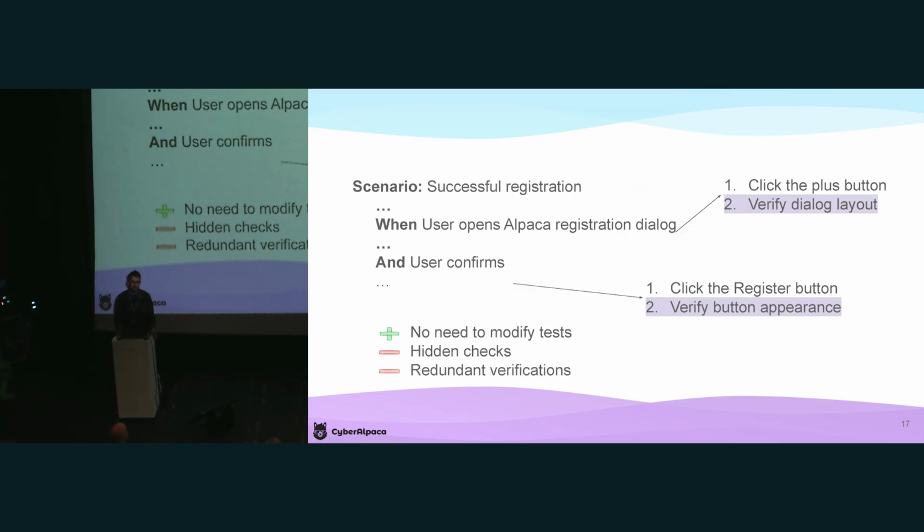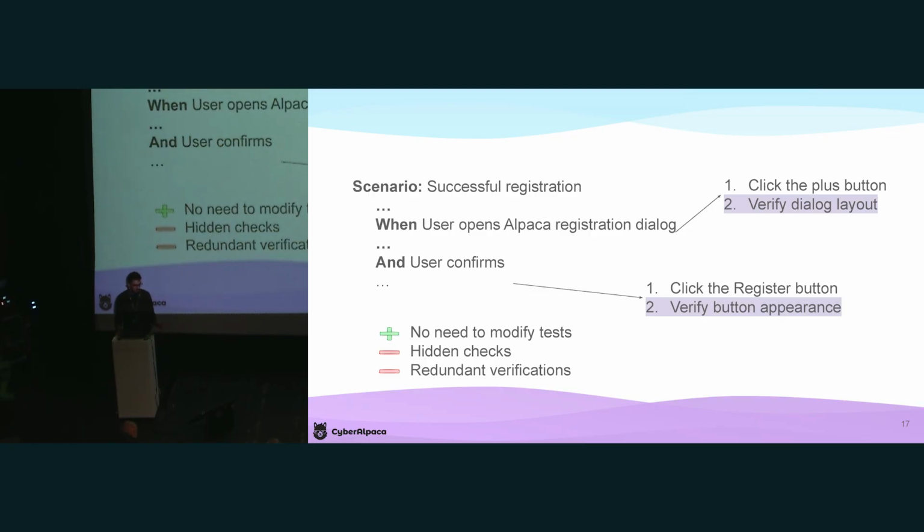So now I would like to show you 3 approaches that you may use to do that, to improve your test coverage and to rebuild this balance that is mentioned in the title of this presentation. The first approach would be to extend already defined steps of our tests. That means for actions like when user opens the Alpaca registration dialog, before this change, we just click the plus button. But after that, we could add the visual verification that verifies that the dialog layout looks as expected.